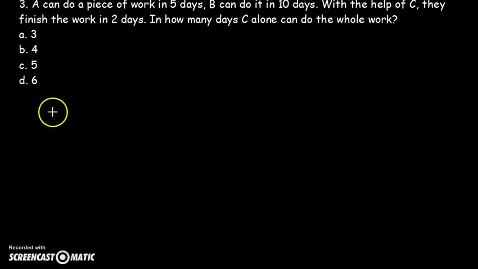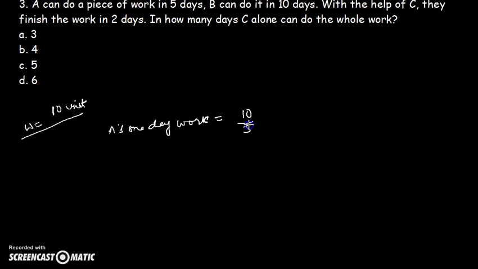Let us assume the total work to be of 10 units. The figures involved are 5 and 10 here, so I can take a figure, say 10. 10 units is the work. A can finish the work in 5 days. That means A's 1 day work is 10 by 5, 2 units. Similarly, B's 1 day work will be 10 upon 10, 1 unit.